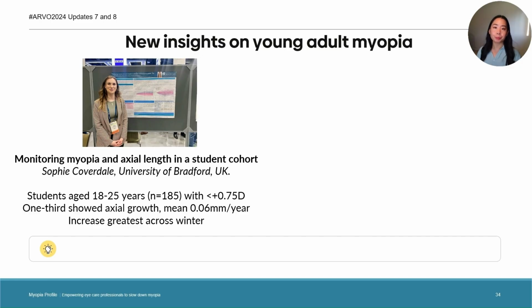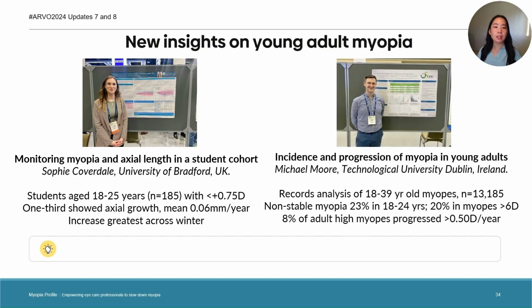In this study, they found that while the majority of adult patients had stable myopia, non-stable myopia was highest in younger patients aged 18 to 24 years old, which came to around 23.4%, and high myopes over 6 diopters, which was around 20%. Approximately 8% of adult high myopes showed fast progression of at least 0.5 diopters per year.